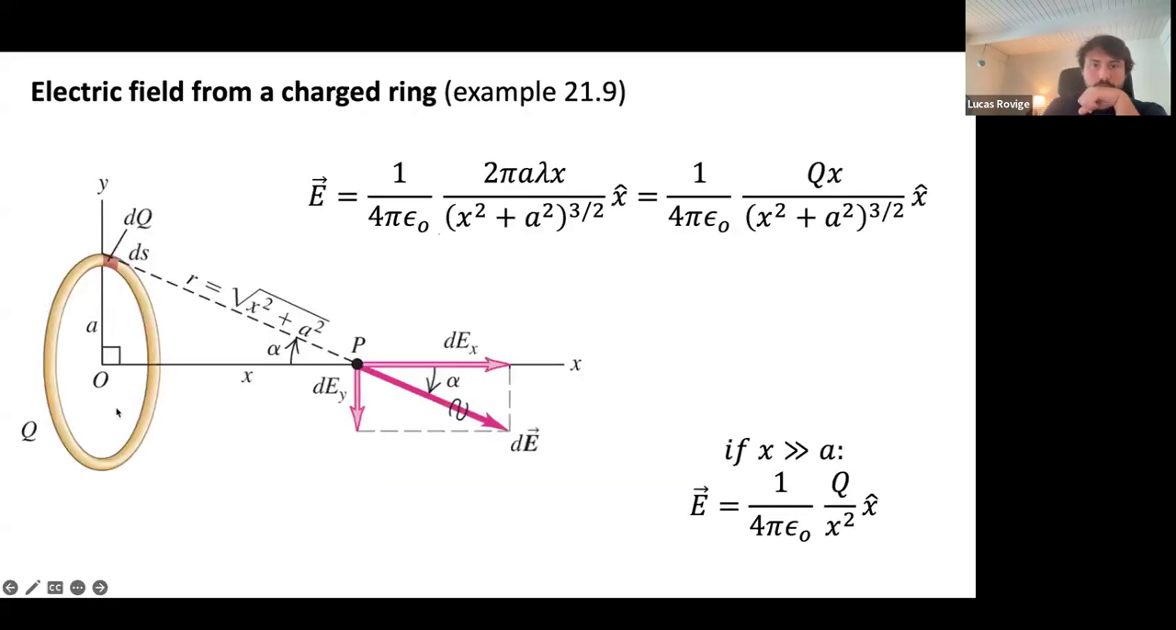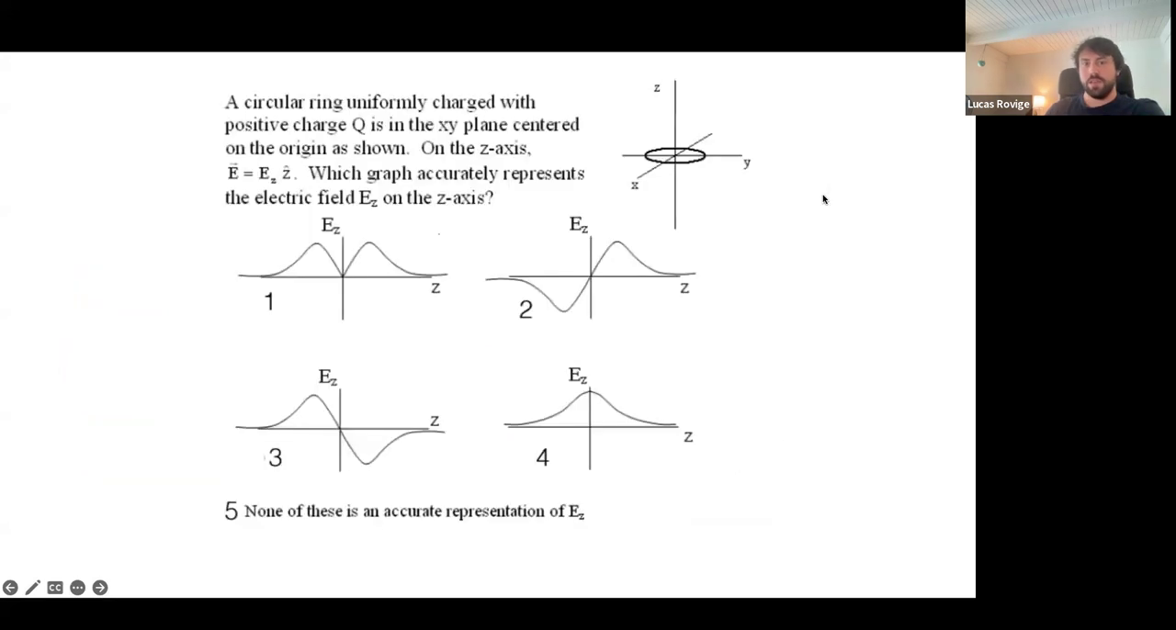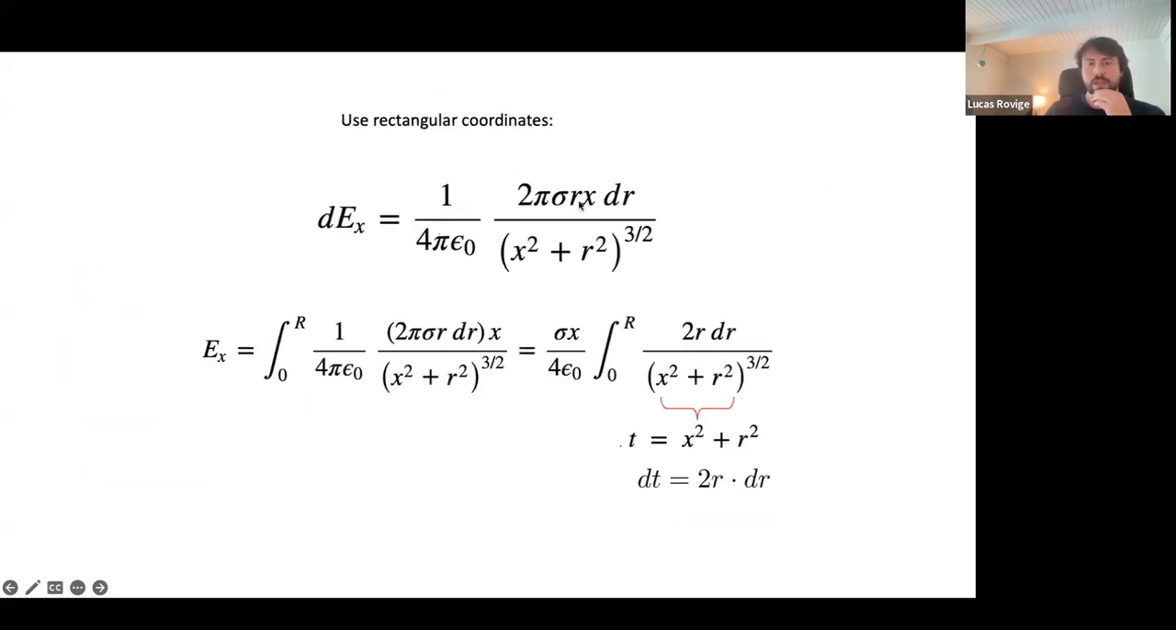What we're using actually is this electric field from a charged ring here, and we've estimated this. We've shown that it was equal to this, and now instead of having this large Q, we're just using a small dq.